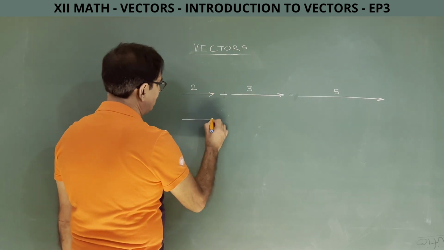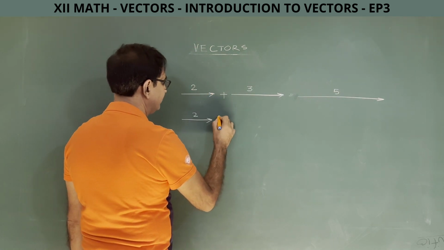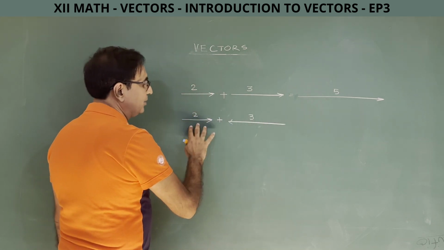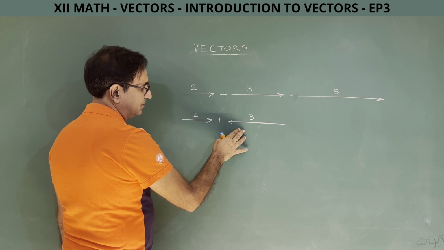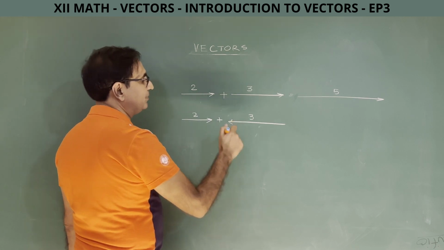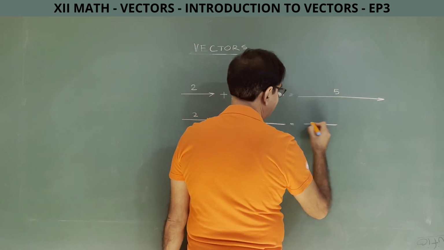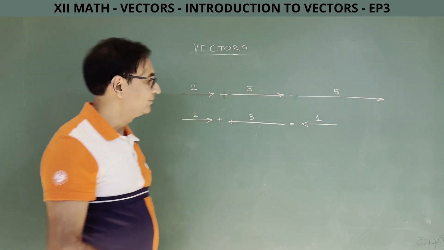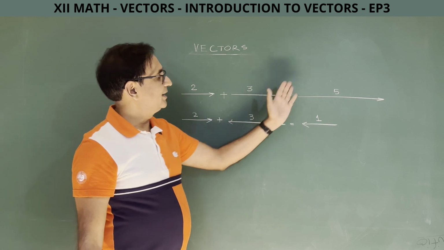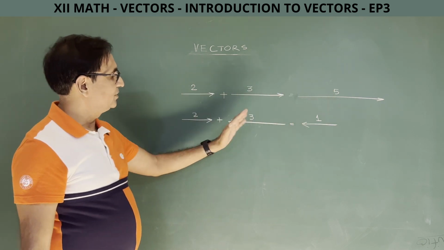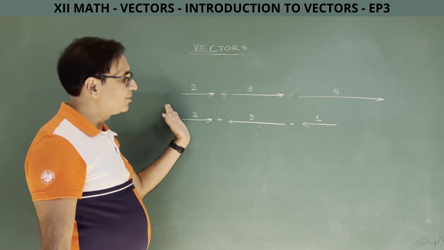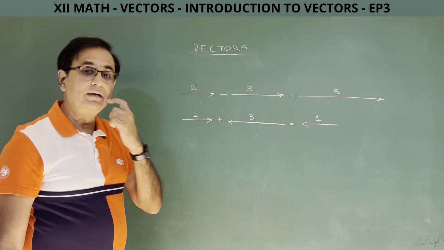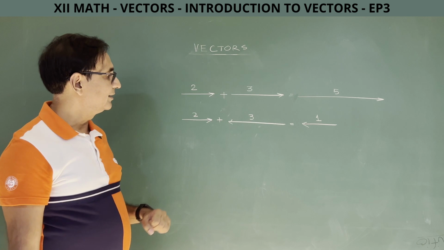And if they are pointing in the opposite direction, this is vector 2 and this is vector 3. So, here you are going to subtract the numbers and direction will be that of the bigger vector. So, it will be like this and the magnitude will be 1, not minus 1. Magnitude of a vector can never be negative. So, if they are pointing in the same direction, you simply add. If they are pointing in the opposite direction, you subtract from the bigger number the smaller number, you get the magnitude and the direction will be that of the vector which is having a greater magnitude.